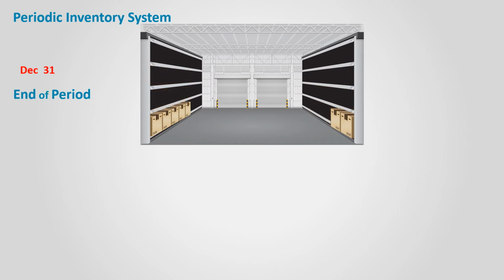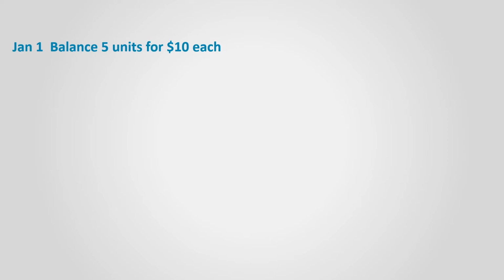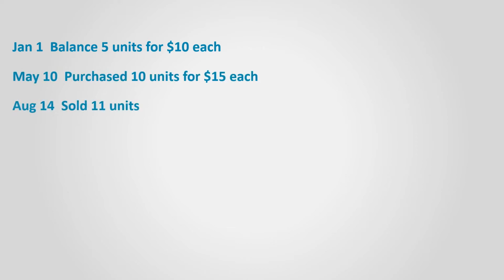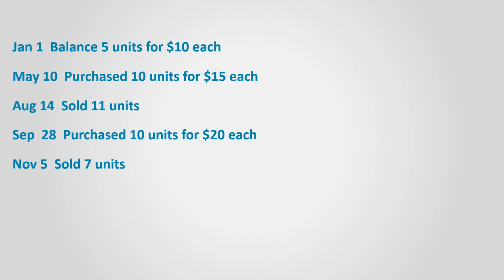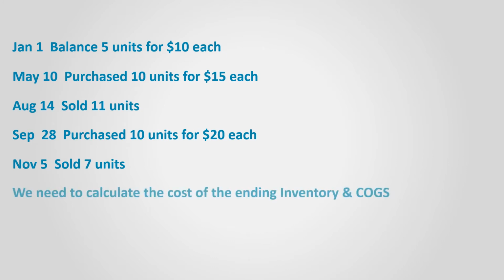The business took a physical count and found that there are only 7 units left in the warehouse. Here is a summary. A business has a beginning balance of 5 units for $10 each. On May 10, it purchased 10 units for $15 each. On August 14th, it sold 11 units. On September 28th, it purchased another 10 units for $20 each. On November 5th, it sold 7 units and didn't do any further transactions regarding this product till the end of the period on December 31st.